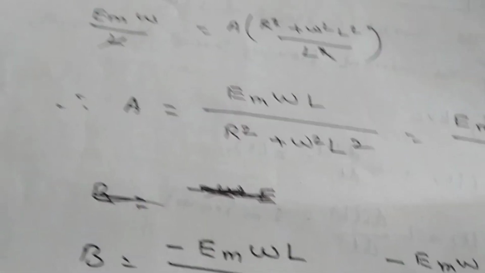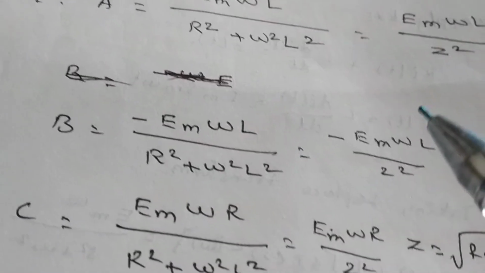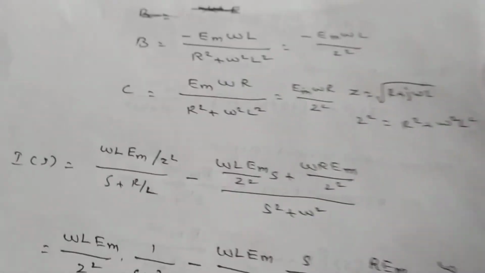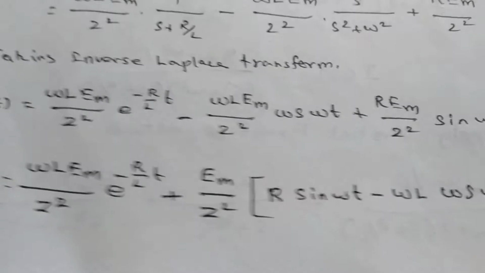Z square. Here R square plus omega square L square is Z square, so A is Em omega L divided by Z square. Next, substituting the B value, B is the same, and C is found from the roots of this value, by the partial fraction method.